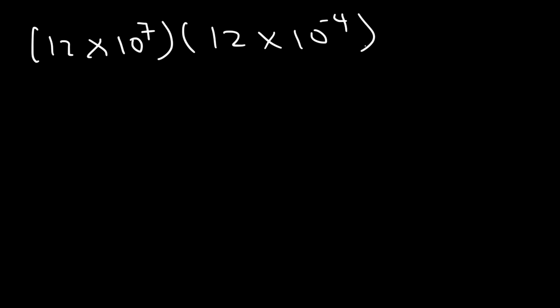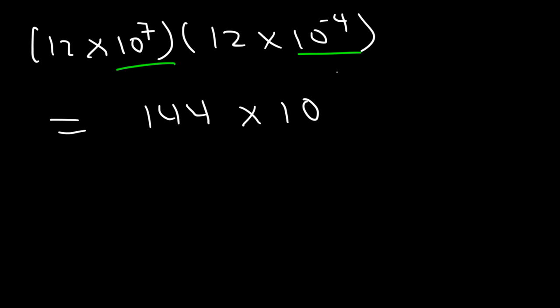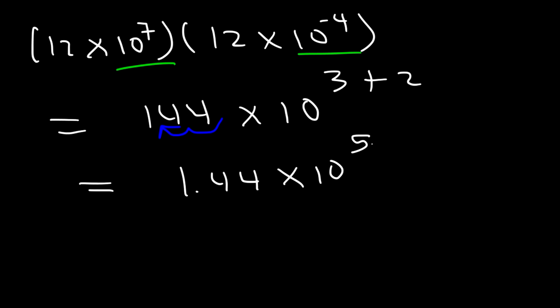Try this one. What is 12 times 10 to the 7 multiplied by 12 times 10 to the negative 4? 12 times 12 is 144. And then positive 7 plus negative 4, that's positive 3. Now we got to move it 2 units to the left. So it's going to go up by 2. So it's 1.44 times 10 to the positive 5.